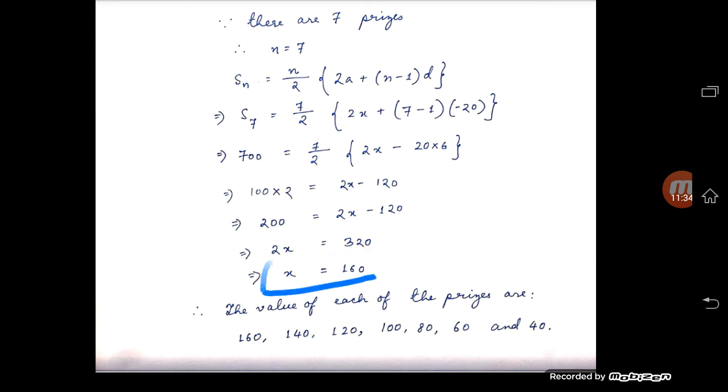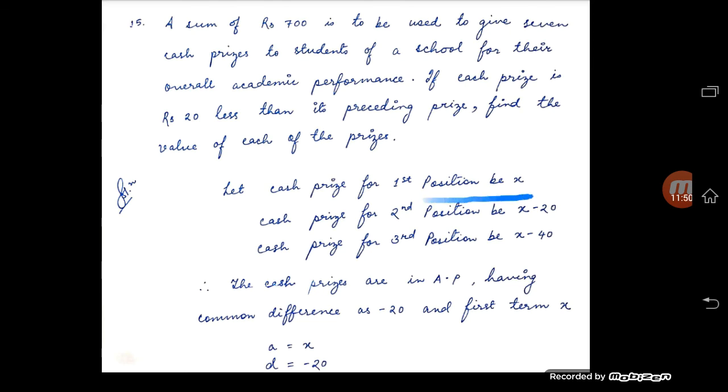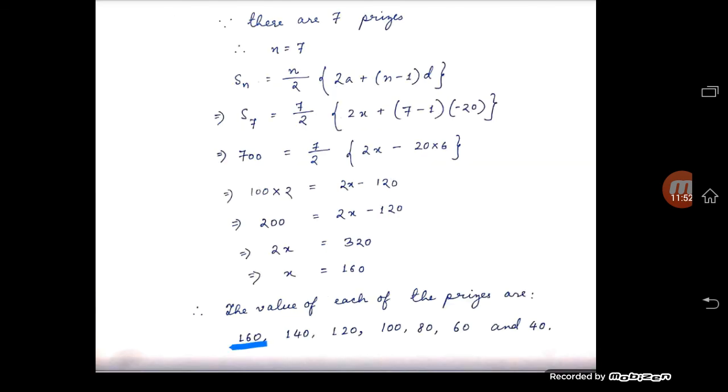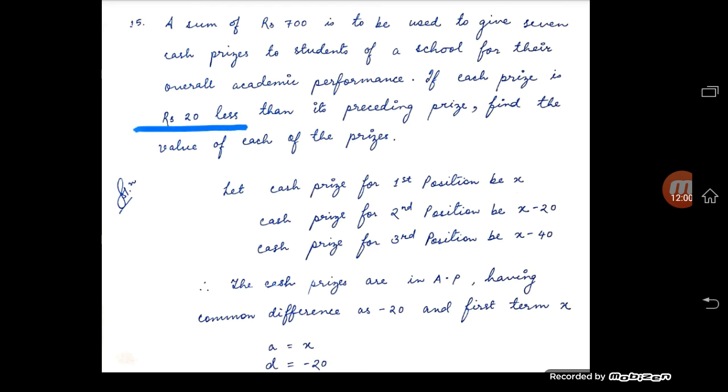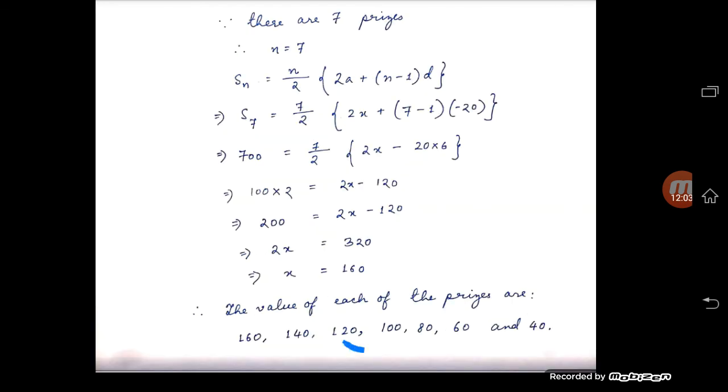This will be equal to, x is 160. So the value of each of the prizes are given. X is 160 since the cash prize for the first position is X, 160. 160 minus 20 will be 140. Again the next prize will be minus 20 since 20 less. So 140 minus 20 will be 120, 120 minus 20 will be 100. 100 minus 20 will be 80. 80 minus 20 will be 60. 60 minus 20 will be 40.